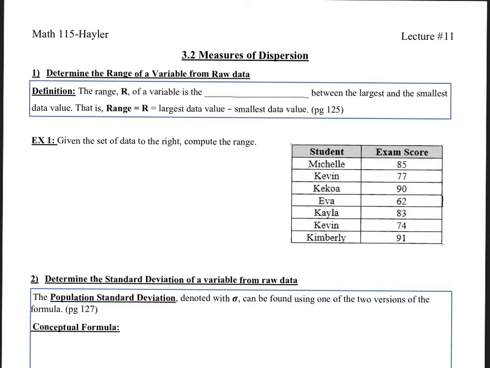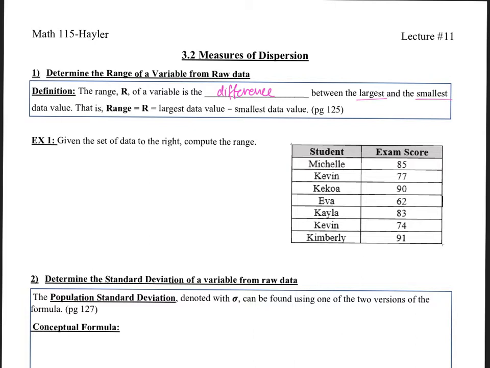By definition, the range, with a capital R, of a variable is the difference between the largest and smallest data value. That is, R equals largest data value minus smallest data value. So for example 1, given the set of data to the right, compute the range.